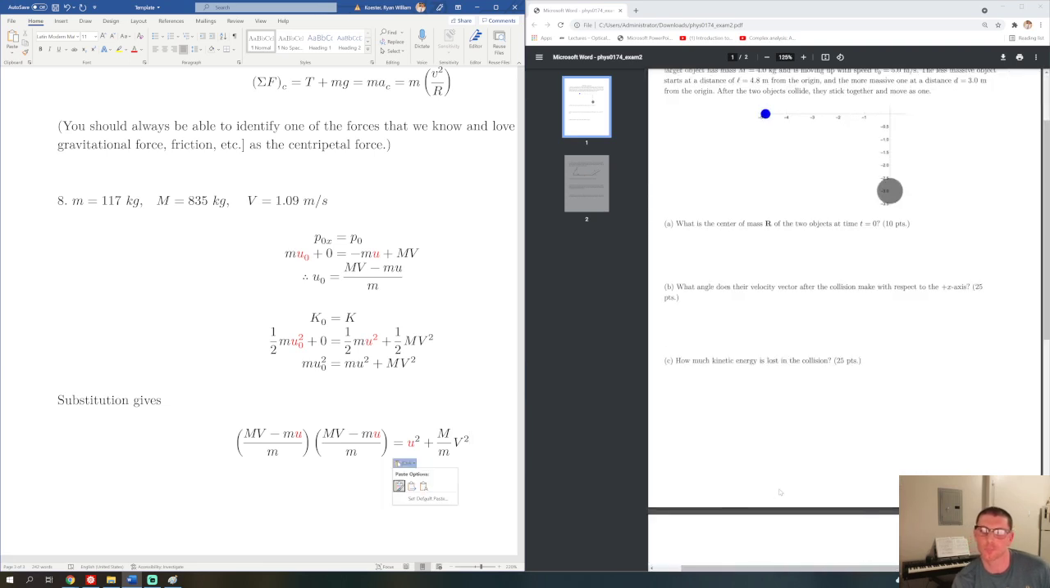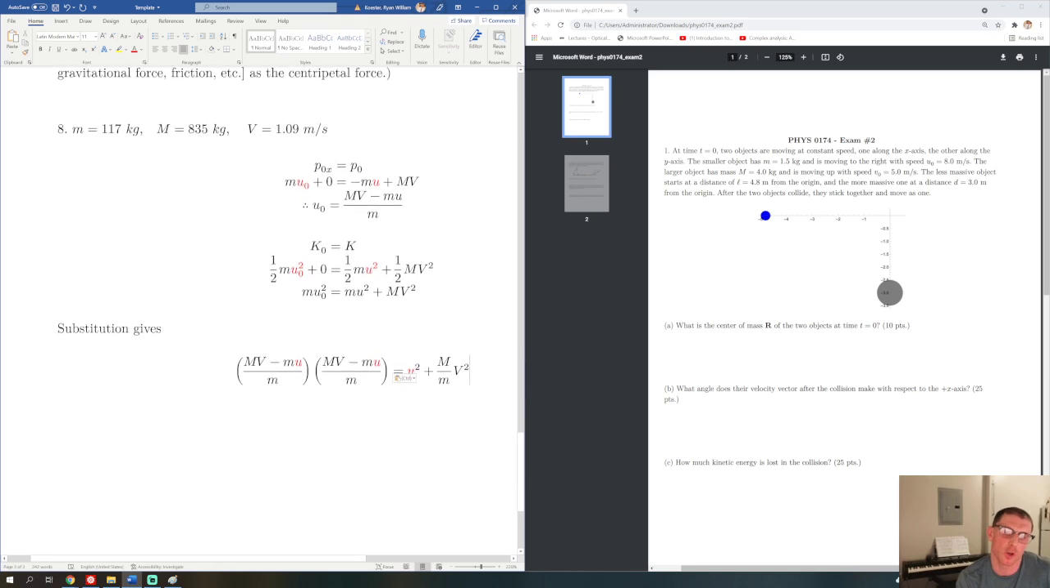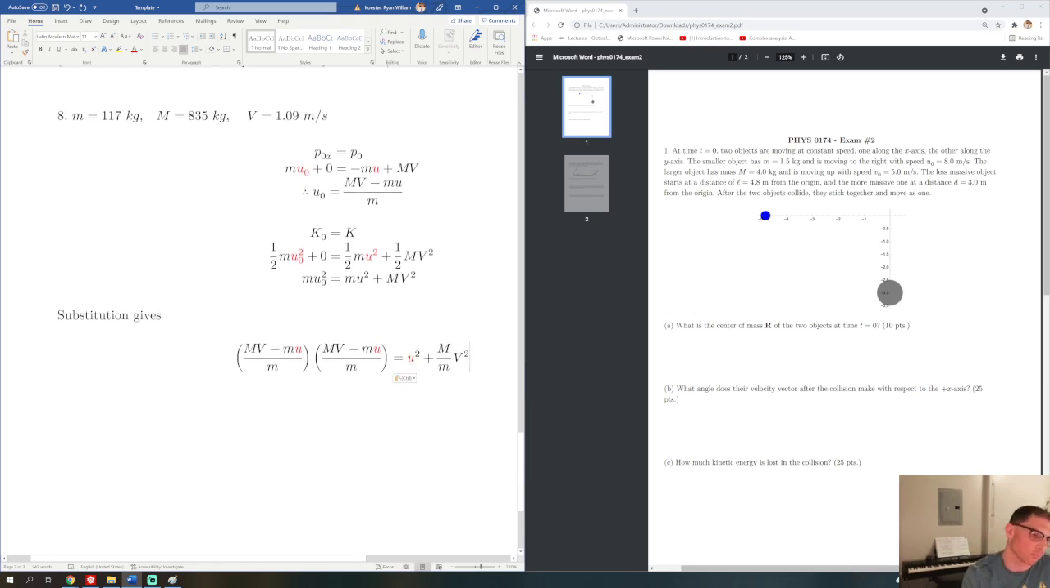Okay. So I think this is a good one here. How do we feel about calculating the center of mass of these two objects?